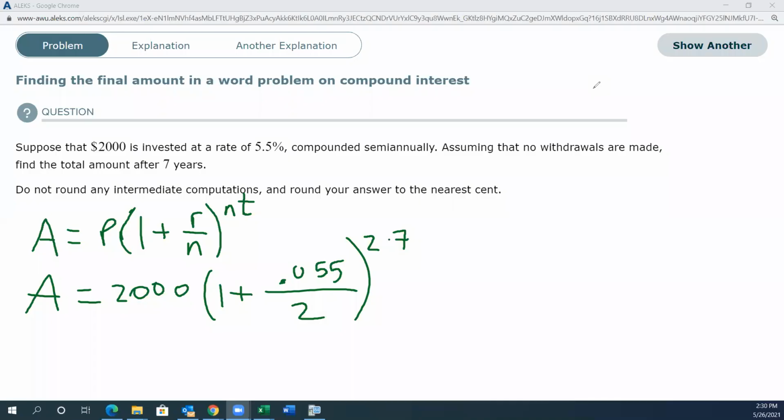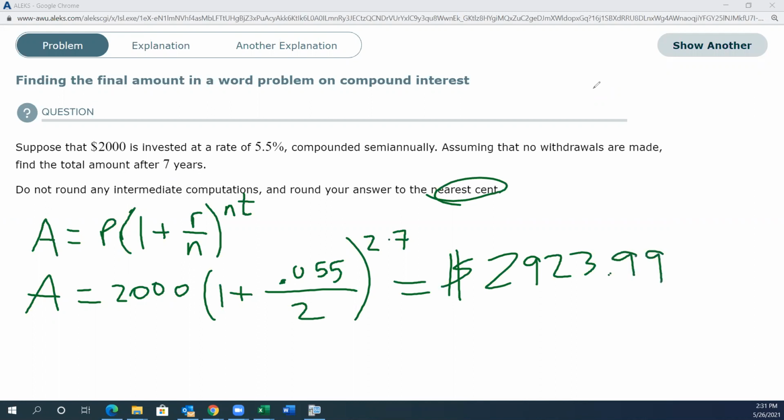And of course, the final amount of money is going to be more than 2,000 because it's growing, but it's not going to be a crazy amount more. It's only 7 years, and it's a pretty realistic interest rate of 5.5%. So that's going to be $2,923. It says to the nearest cent, so that would be 99 cents. Okay, that's how it's done.